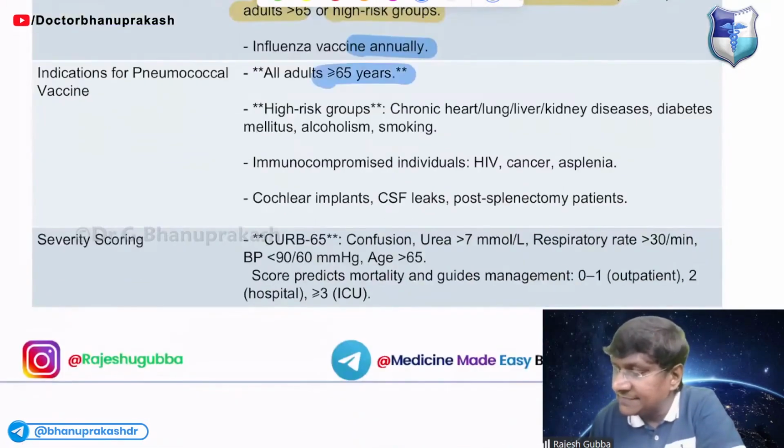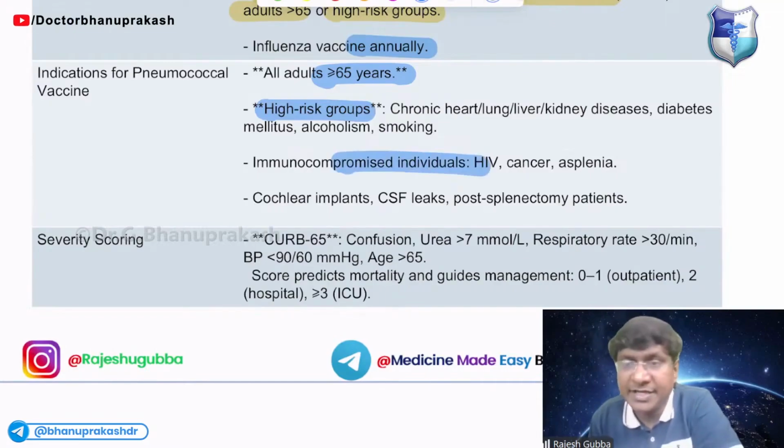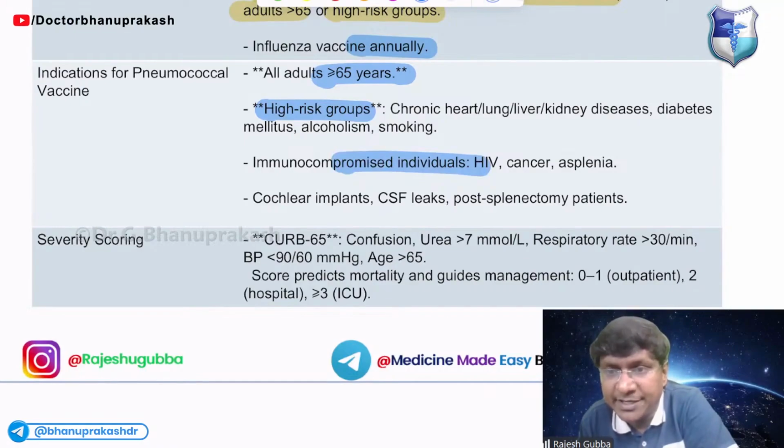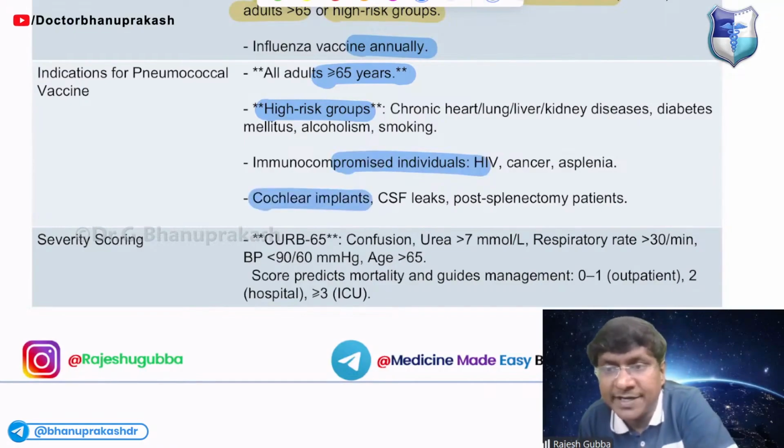And what is the indication? As I have said, elderly individuals and high-risk groups, like those with chronic heart, lung, liver, kidney disease. Then immunocompromised individuals like HIV, cancer, and asplenia. And those individuals with cochlear implant, CSF leak, and post-splenectomy patients. Okay, so these are the indications for the pneumococcal vaccine.